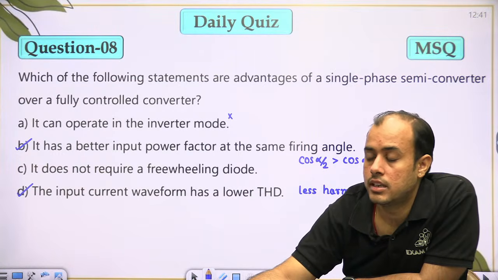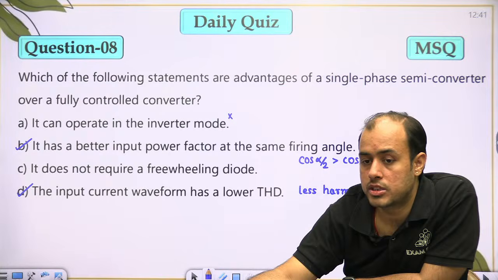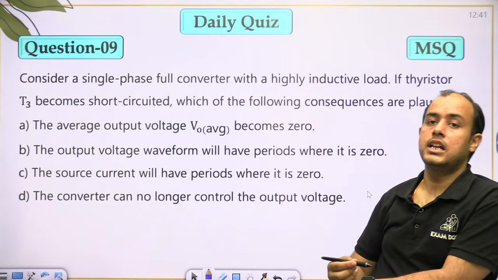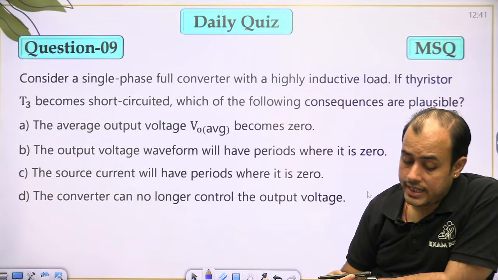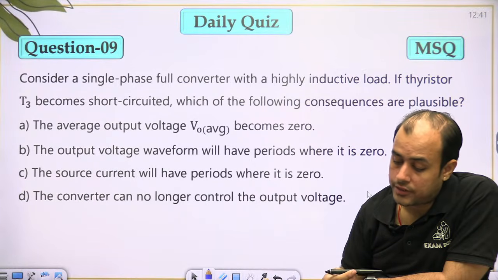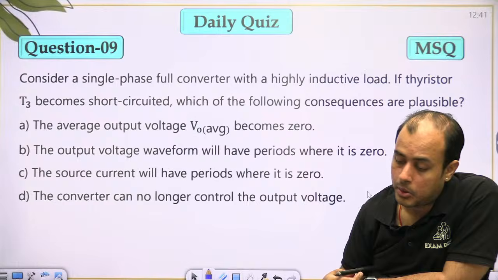Freewheeling diode semi converter में लगाना optional होता है. C and D. Consider a single phase full converter with highly inductive load. If T3 becomes short circuited, which of the following consequences are plausible?